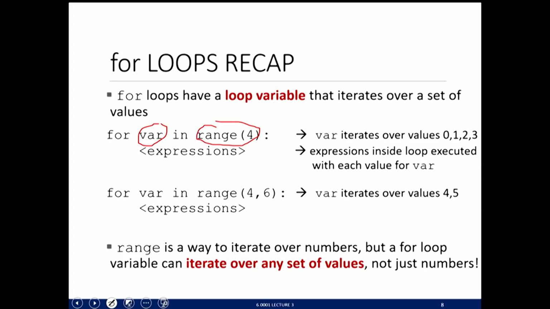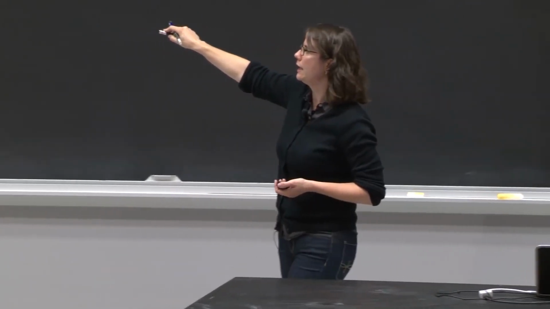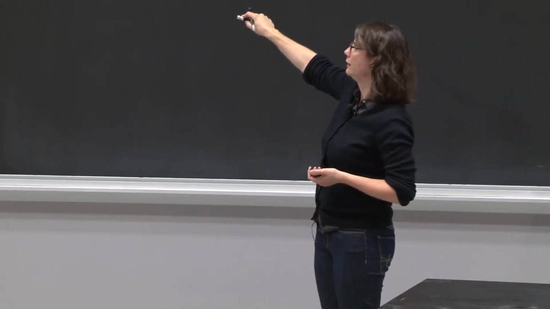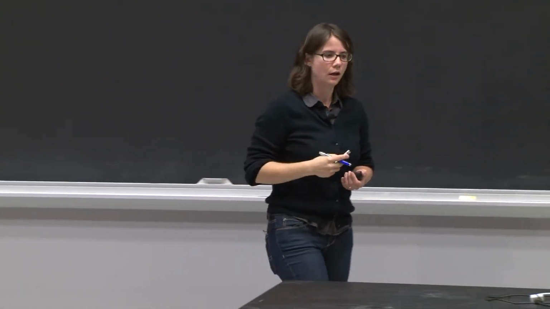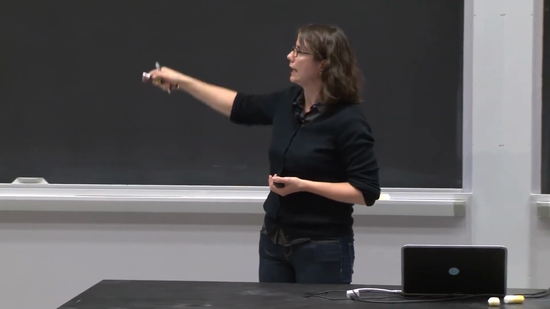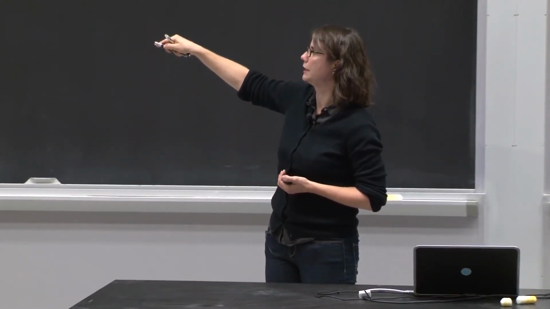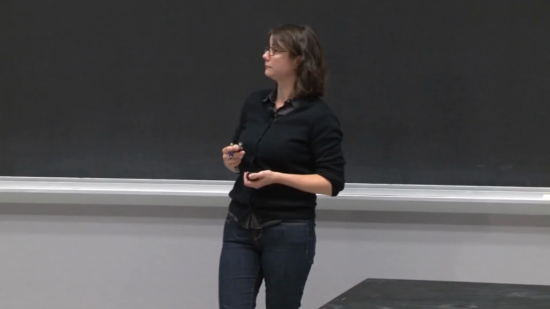So the very first time through the loop, var has a value of 0. It does the expressions in the loop. As soon as they're done, var takes the value 1. It does all the expressions in the loop, and then var takes the value 2, and it does that all the way up until the last time it goes around, with var equal to 3. And remember, we said that we can customize our range in order to start from a custom value, to end at a different value, and to skip certain numbers.